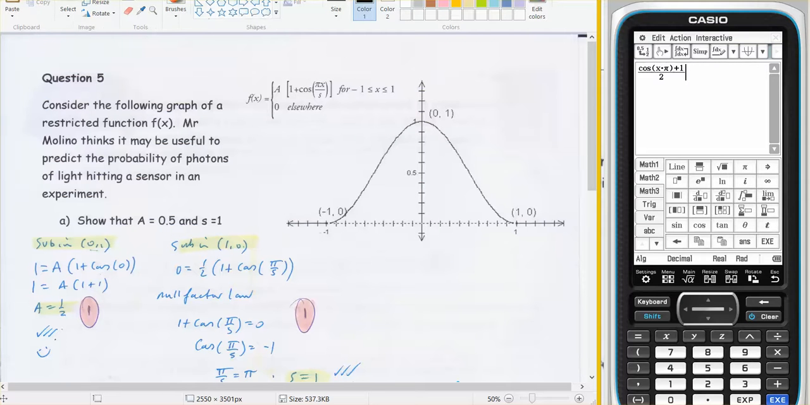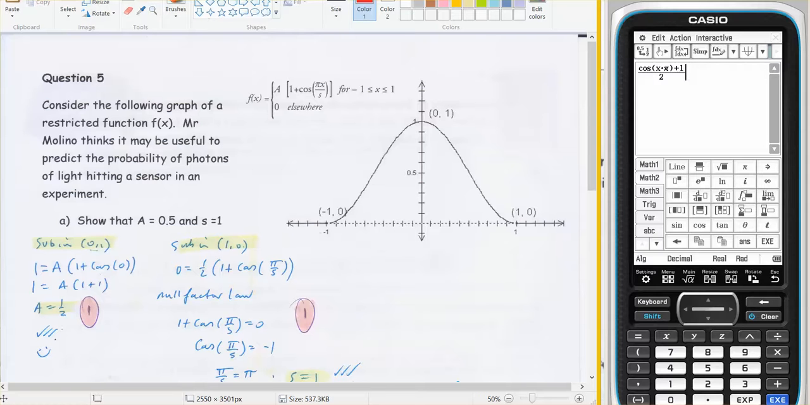This is for Year 12 Methods. It comes out of the 2017 probability tests SAC question number 5, topic test question number 5. Consider the following graph of a restricted function f of x.